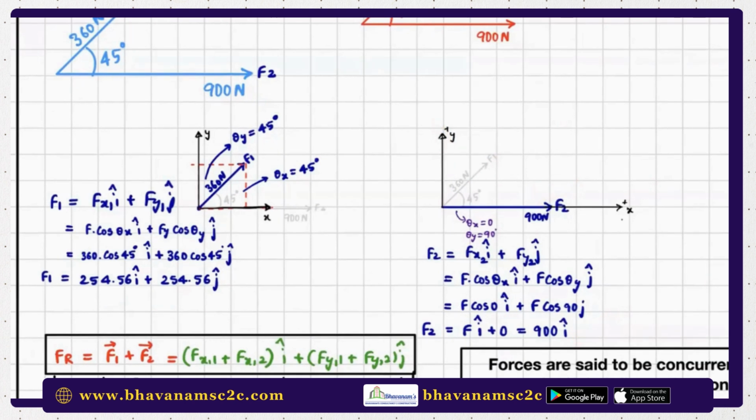But if you want to be very clear, if you want to learn from the basics, go from the beginning. So Fx2 i cap plus Fy2 j cap, because I denoted it as F2, so that's why I'm using the suffix 2. The angle theta x will be 0 because it is already along the x-axis, and with the y-axis it is making an angle of 90 degrees. So cos 0 is 1 and cos 90 is 0, and you get the final as this.